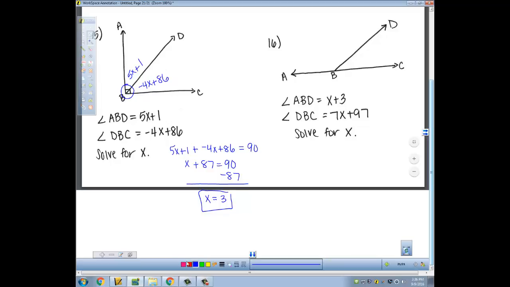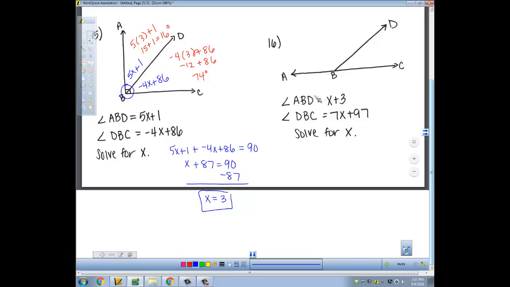And then you could do the same thing here. So I'm just going to do that just so you see it, just in case if he asks. Okay, so then what would angle DBC be? You could just do negative 4 times 3 plus 86, negative 12 plus 86, and that's 74. And then if he asks for that angle, plug it into there. 5 times 3 plus 1 is 15 plus 1, so that's 16. And then you could use that and double check. 16 plus 74 is 90. So that's what we wanted.